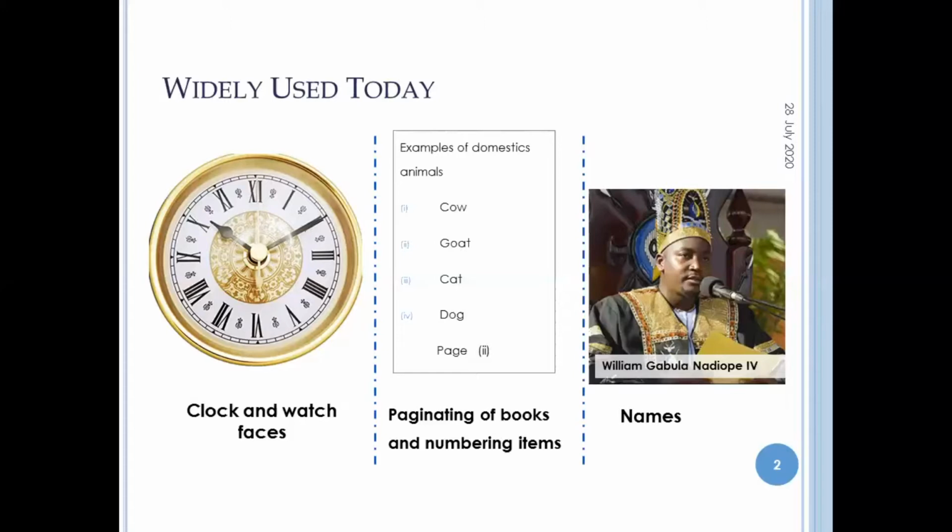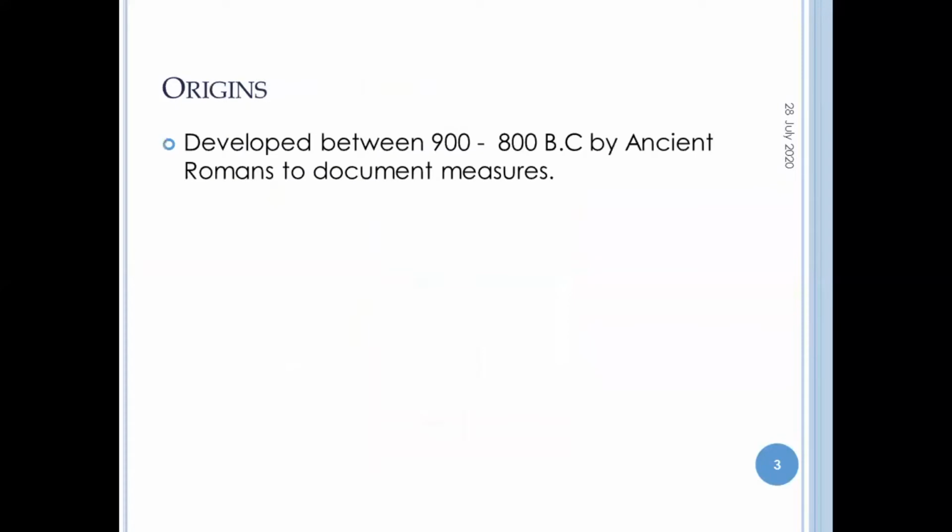So knowing how Roman numerals are used in our daily life and knowing that pupils will encounter them in one way or the other, we need to teach them the Roman numerals. Now, it is believed from existing literature, of course, that the Romans developed and used these numerals between 900 and 800 BC. It is for that reason that I think they're called Roman numerals.